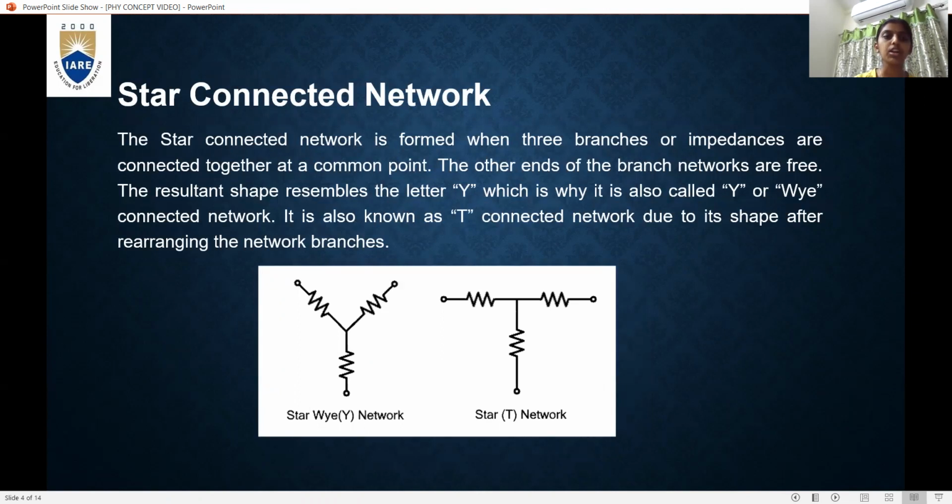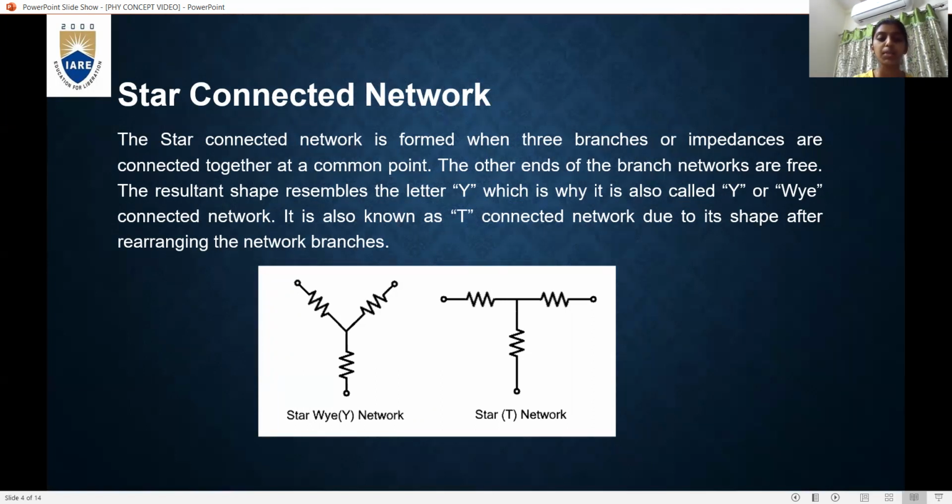Star connected network. The star connected network is formed when three branches or impedances are connected together at a common point. The other ends of the branch networks are free. The resultant shape resembles the letter Y, which is why it is called a Y or Y-connected network. It is also known as a T-connected network due to its shape after rearranging the network branches.